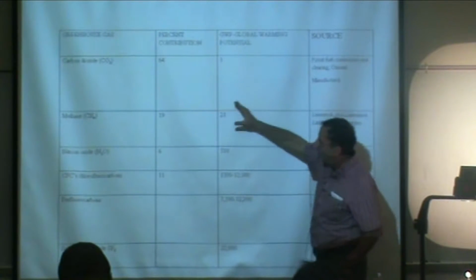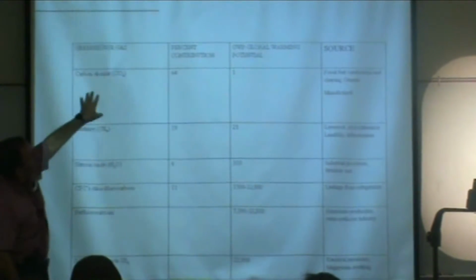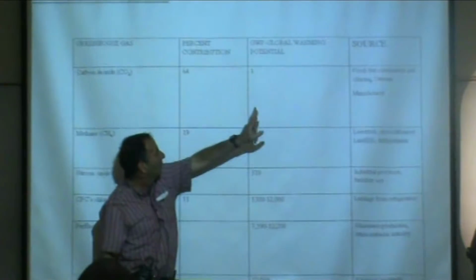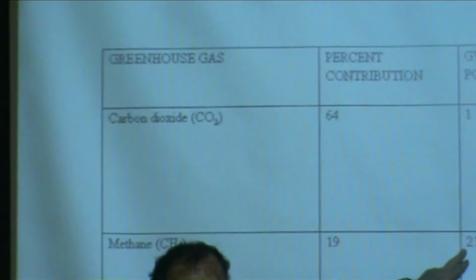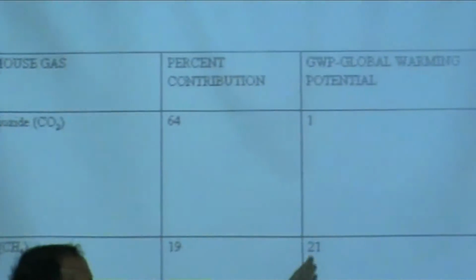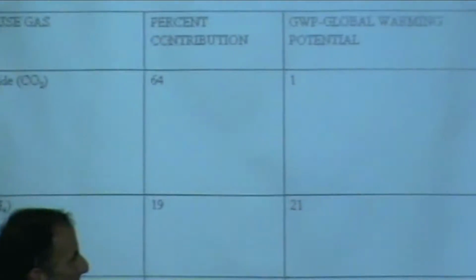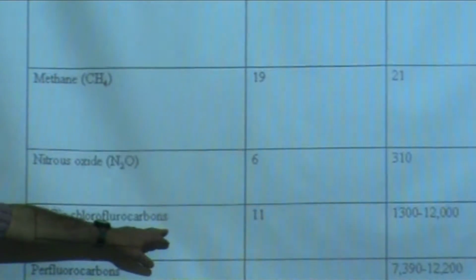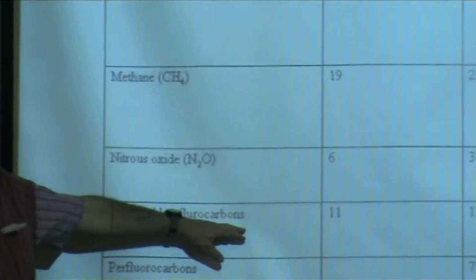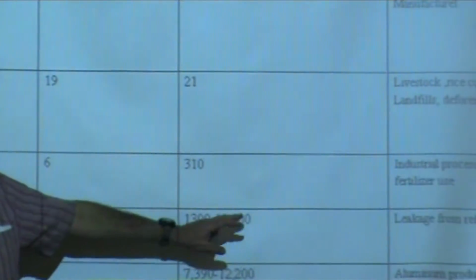This is a chart of the major gases associated with the greenhouse effect. We see carbon dioxide has a global warming potential of 1. Methane is about 21. Different books say different things, but 21 is probably the most accepted number. Nitrous oxide, laughing gas, has a global warming potential of 310. Chlorofluorocarbons, the refrigerants you use, have about 1,300 to 12,000 times the global warming potential.